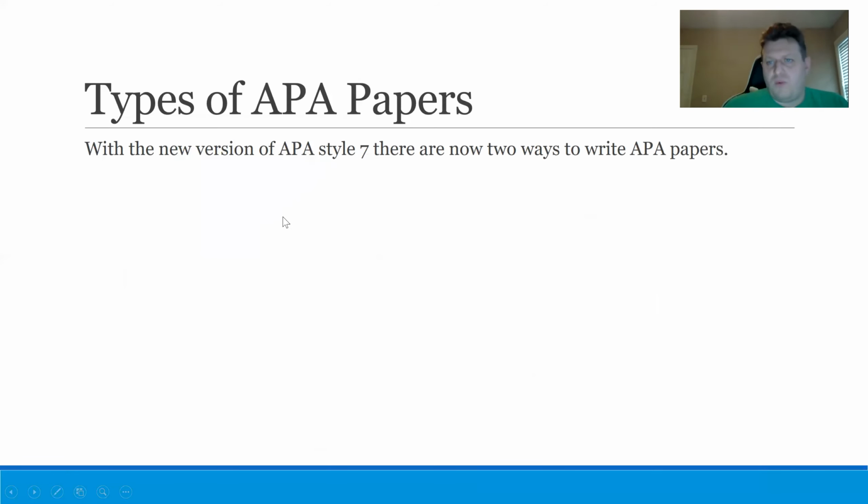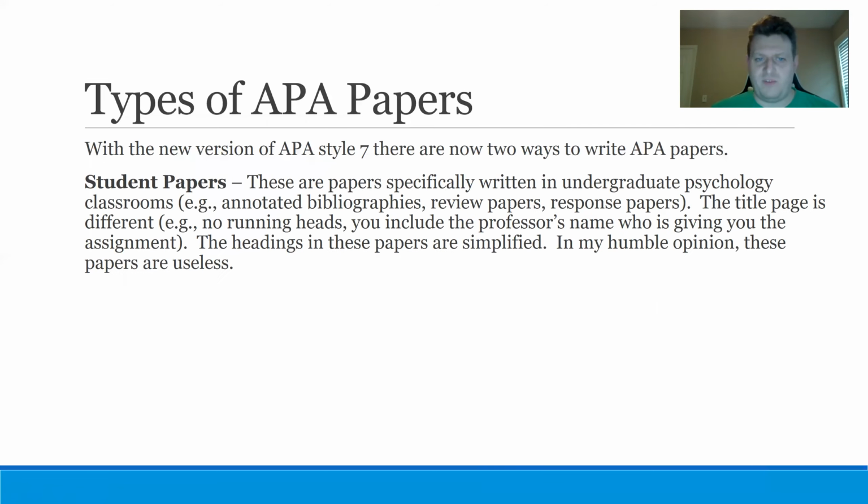Okay. With the new version of APA, there are 2 different kinds of papers that are talked about in the manual. There is a student paper and there is a professional paper. All right, so the student paper is used for annotated bibliographies, review papers, response papers, a lot of things that you might have in undergrad psychology. And I think the student papers are stupid. Okay, they are very stupid.